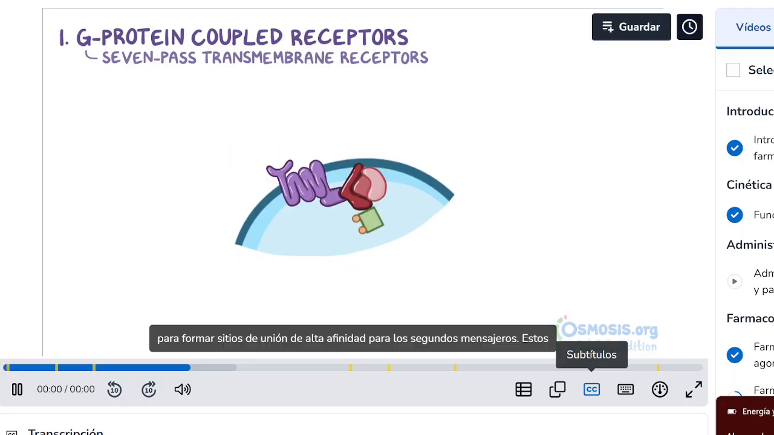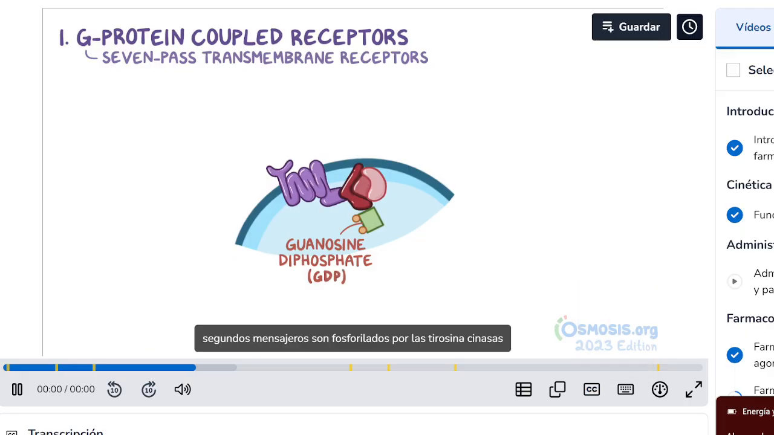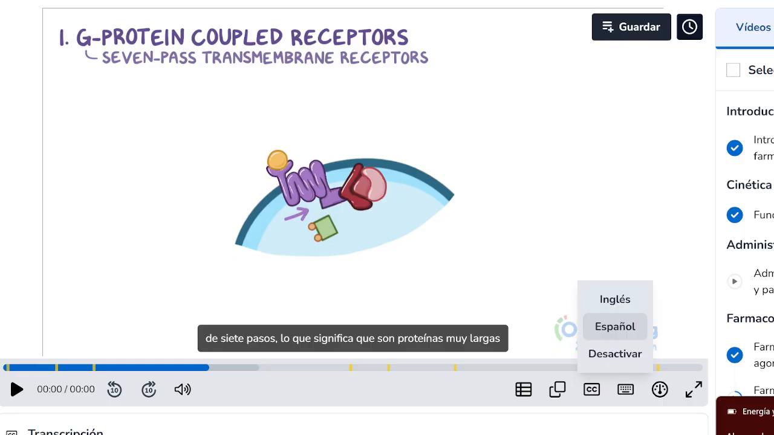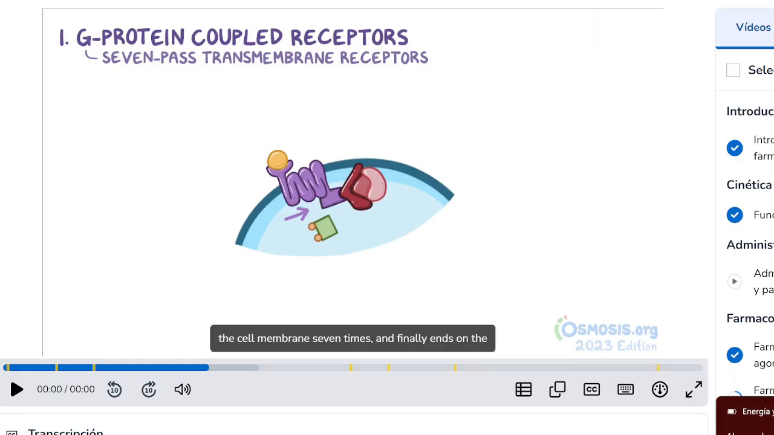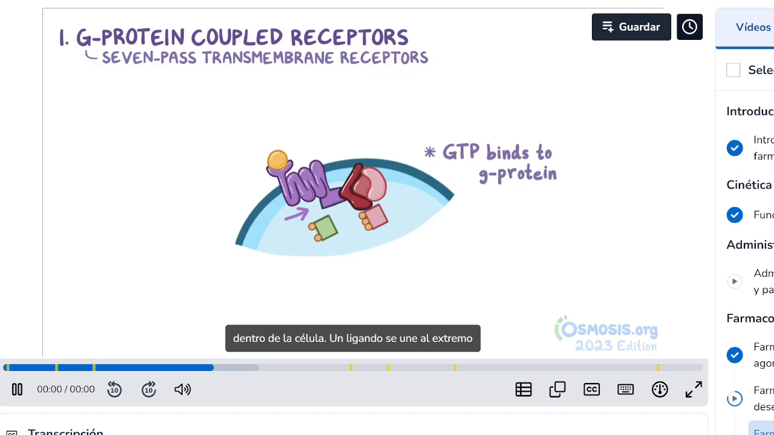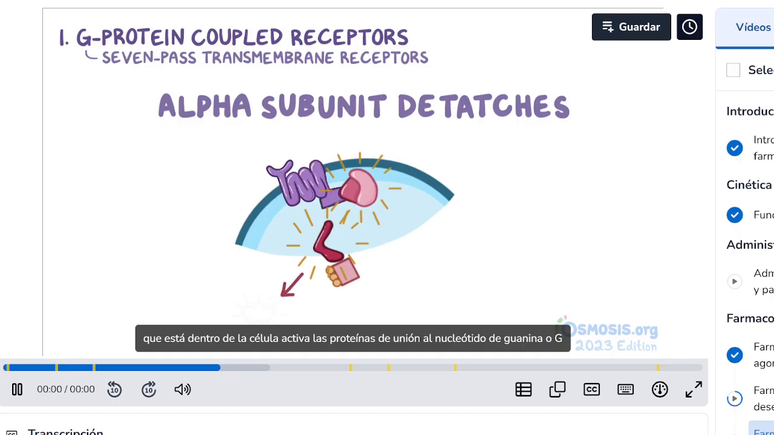Normally, the alpha subunit binds to guanosine diphosphate, or a GDP molecule, and the G protein is inactive. When a ligand binds to the receptor, the G protein changes shape, causing the alpha subunit to release the GDP and allowing a guanosine triphosphate or GTP to bind. This causes the alpha subunit to detach and trigger other proteins in the signaling pathway.